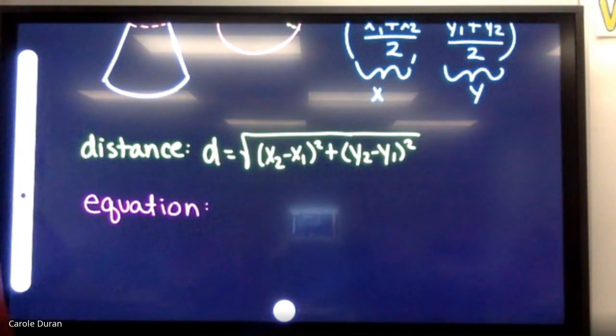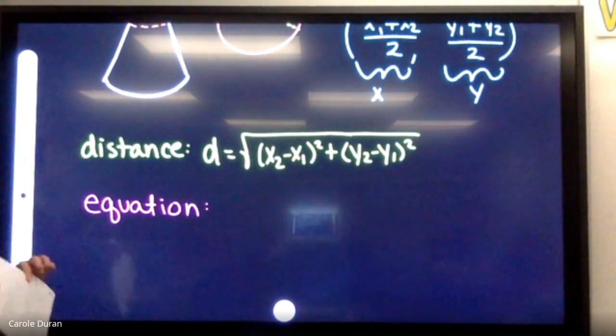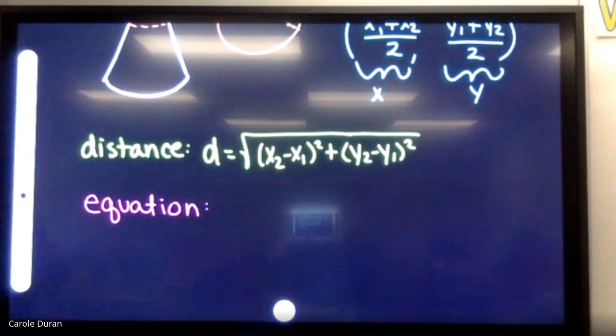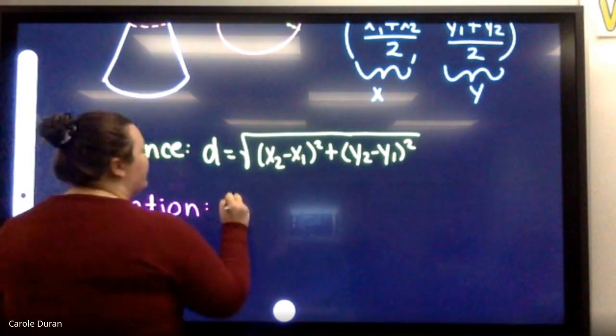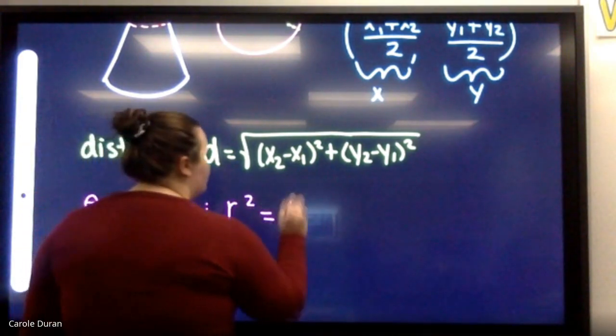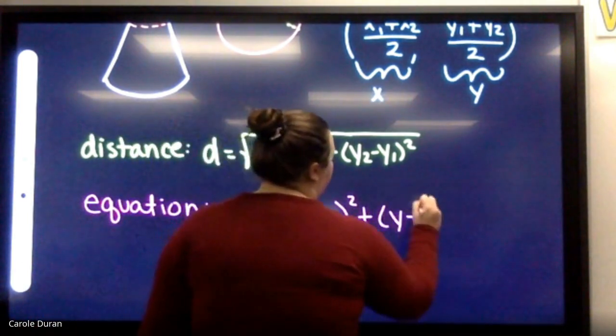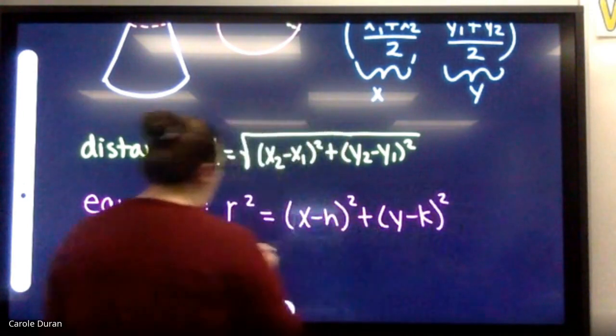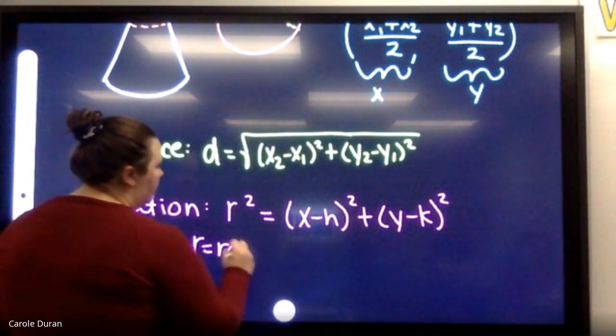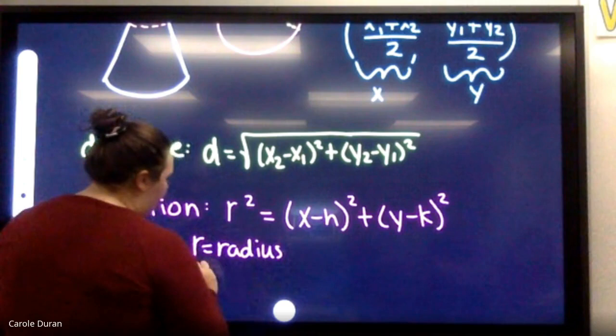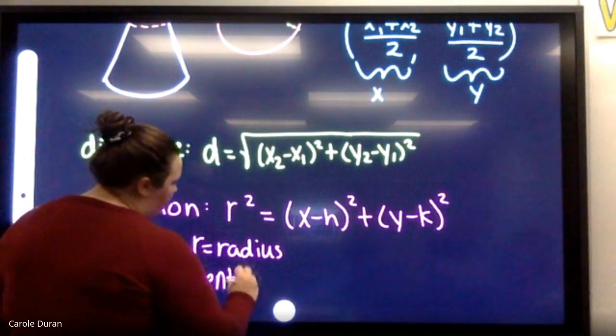I should also make sure that we write down the equation for a circle. So this is the standard form equation. This is pretty much what we're going to use the entire time. Is it pi in this? And this is the equation: r squared equals x minus h squared plus y minus k squared, where r is the radius of my circle and the center is the coordinate h, k.